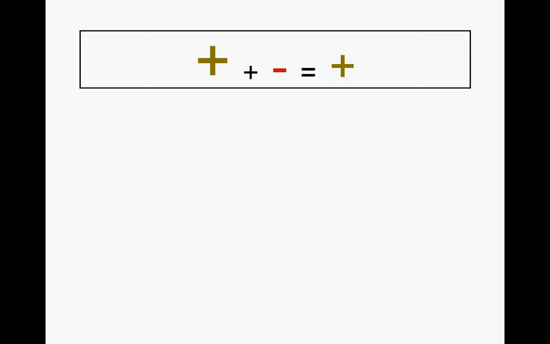All right, so what if we have a positive and a negative? Well, in this case, our positive is bigger than our negative number in value, and so we end up with a positive answer. This would be an example of 6 plus negative 4 equals a positive 2. Again, because we don't want our signs next to each other, we put the negative 4 in parentheses.